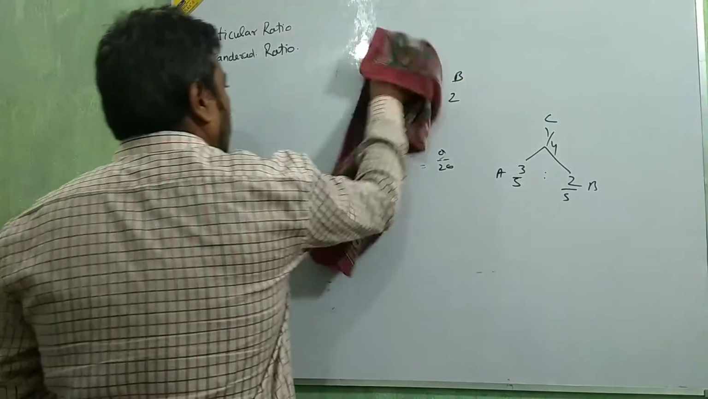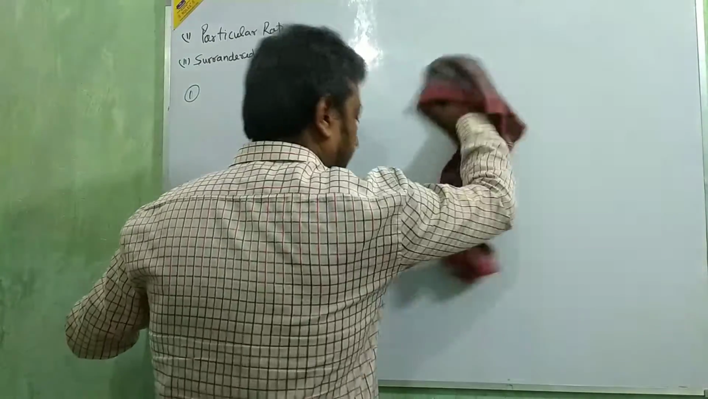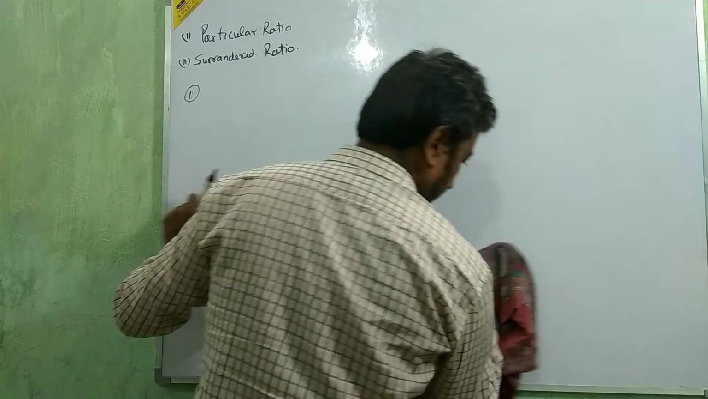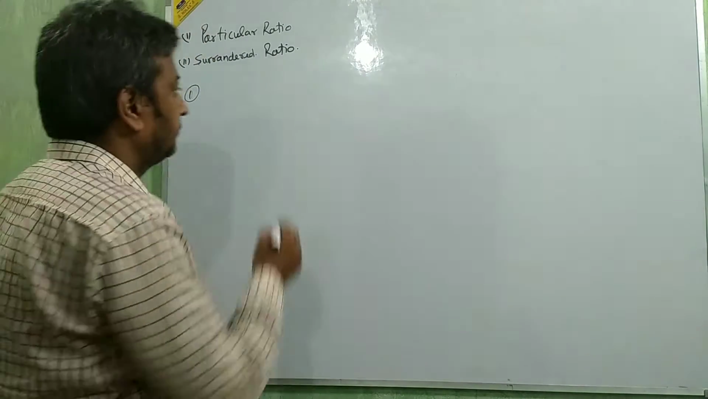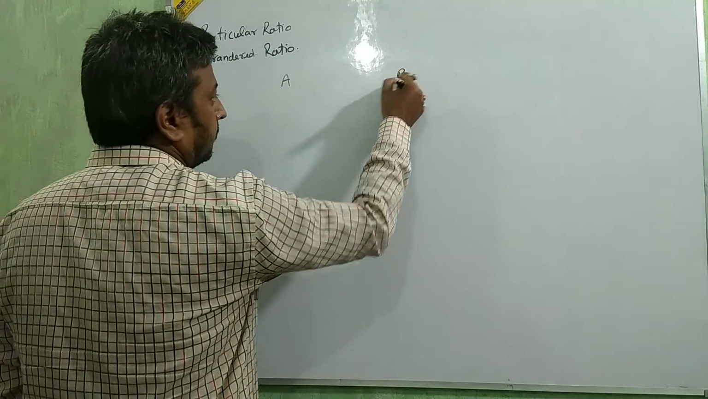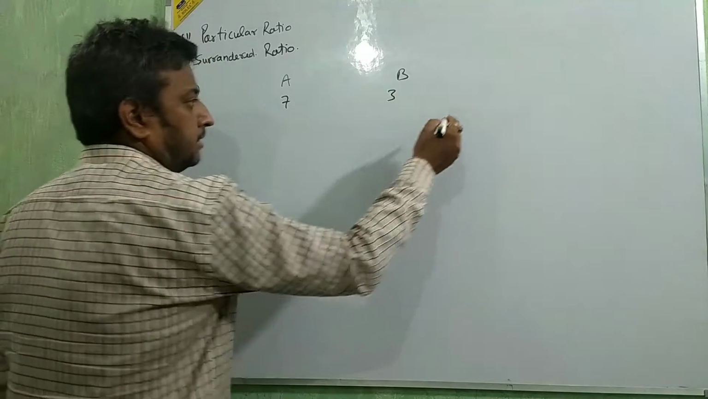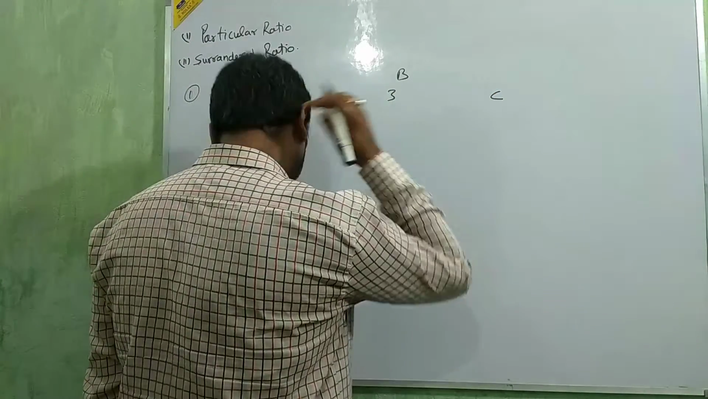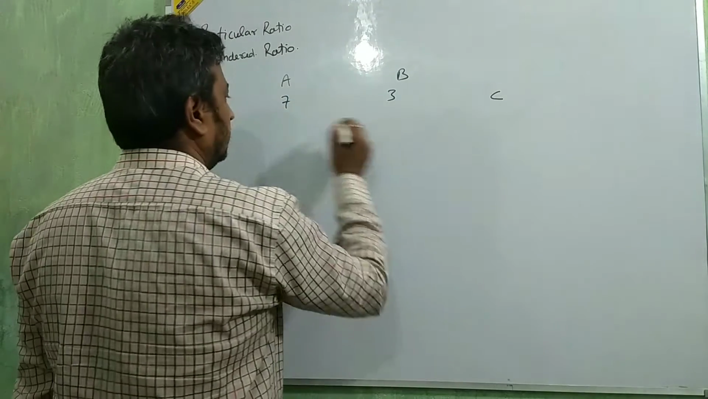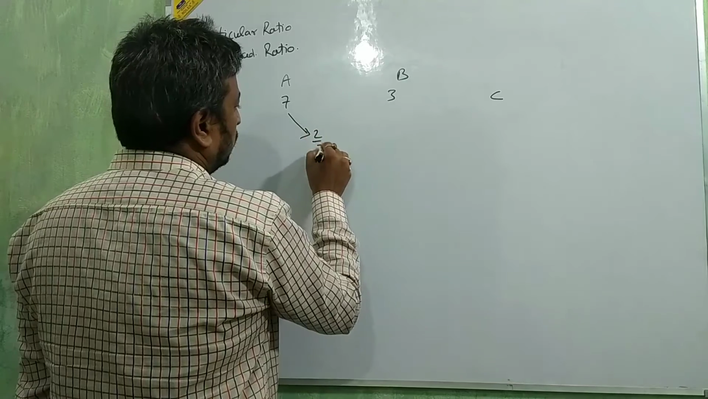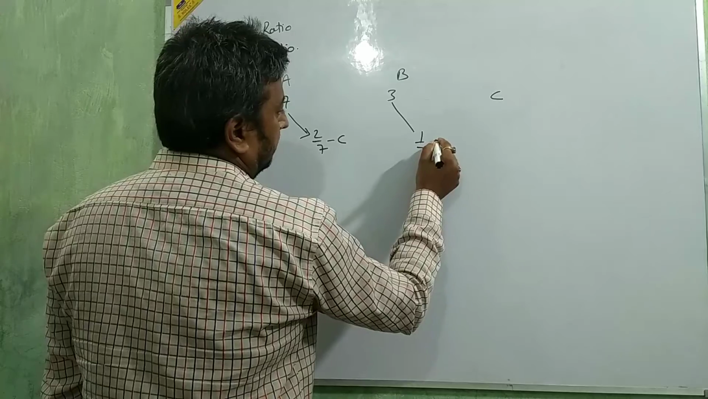Now we are going to see surrendering by old partners. When old partners surrender. Okay, tell the question. A and B are the partners in a firm sharing profit in the ratio 7:3. C is admitted as a new partner. A sacrifices 2/7 of his share in profits in favor of C, and B sacrifices 1/7 for C.